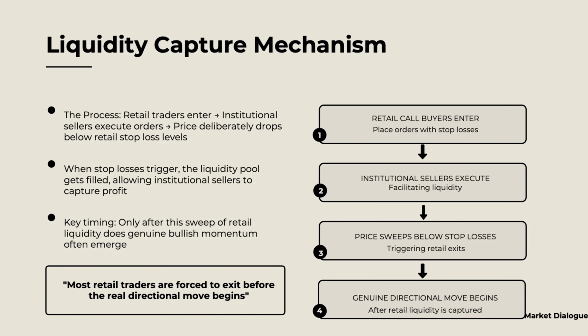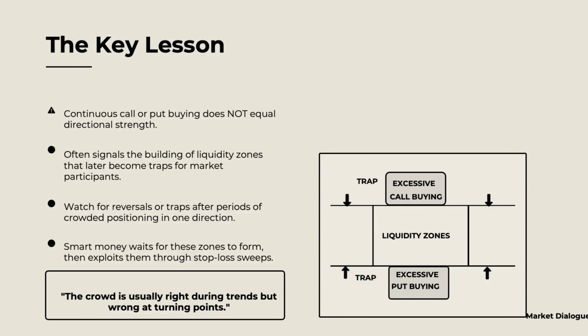It's not strength, it's often the setup for a trap. This is the lesson I want you to screenshot, write down, and internalize. Continuous call or put buying does not equal directional strength. Instead, it often signals the building of liquidity zones that become traps for market participants.